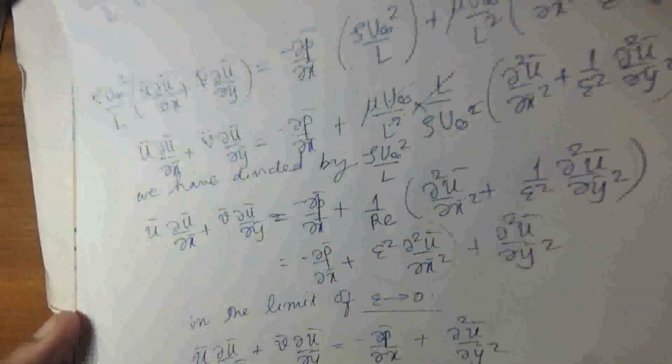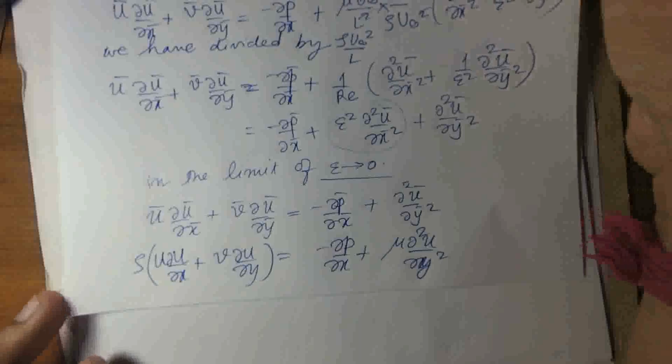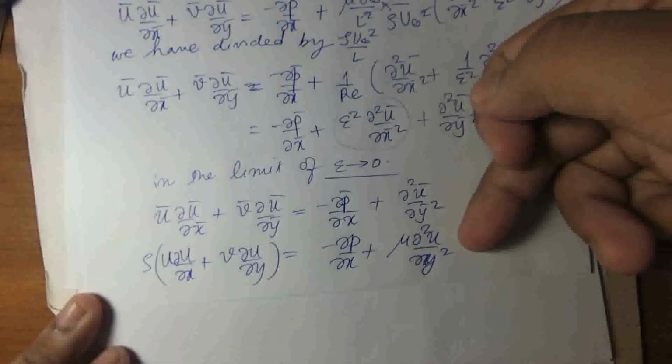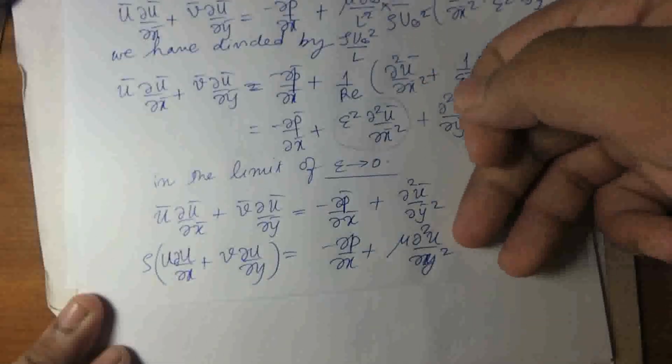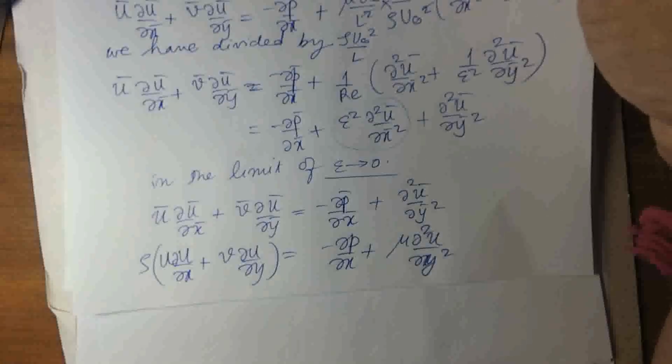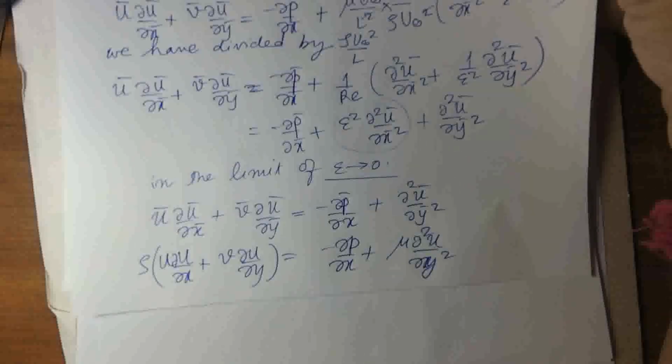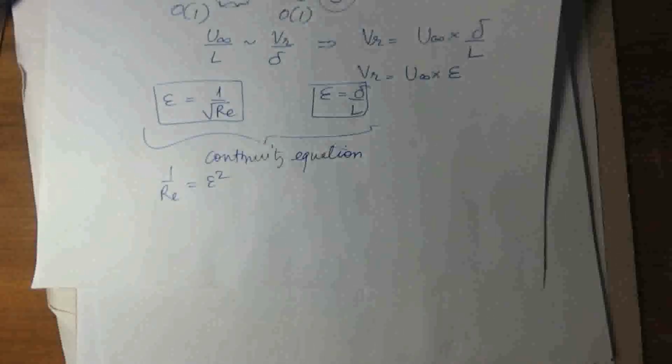So in the previous video we have seen that the form of the x momentum equation is this, and this was derived by using the proper dimensionless variables. Let us try to now see what happens to the y momentum equation. The y momentum equation for a steady state may be written as following.